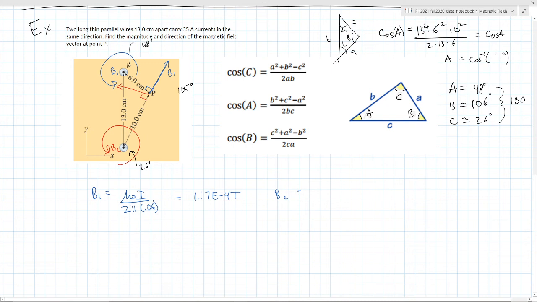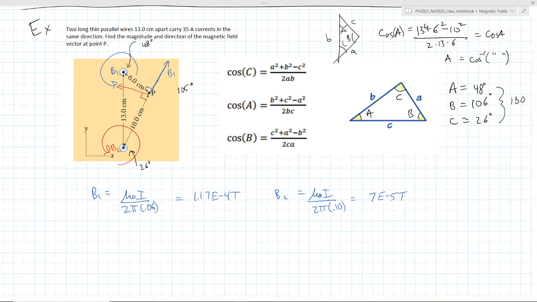B2 would be very similar. This current is the same, except the distance is different. It's 10 centimeters in this case. So, when we crunch those numbers, we find that this is 7 times 10 to the minus 5, smaller as we expect.